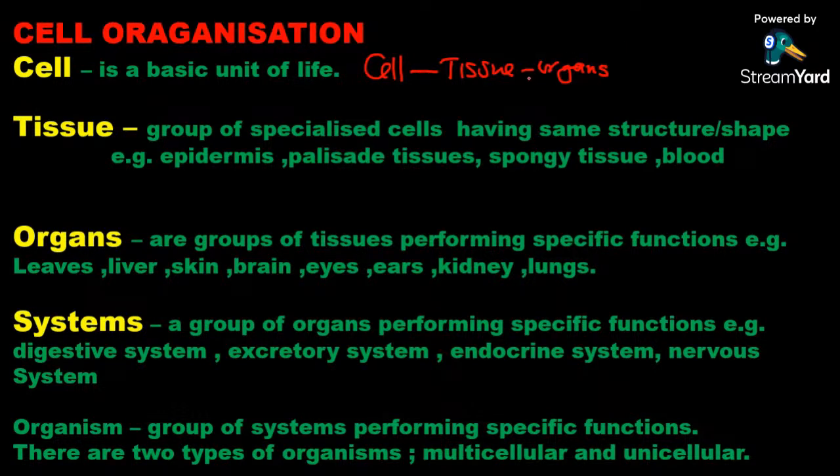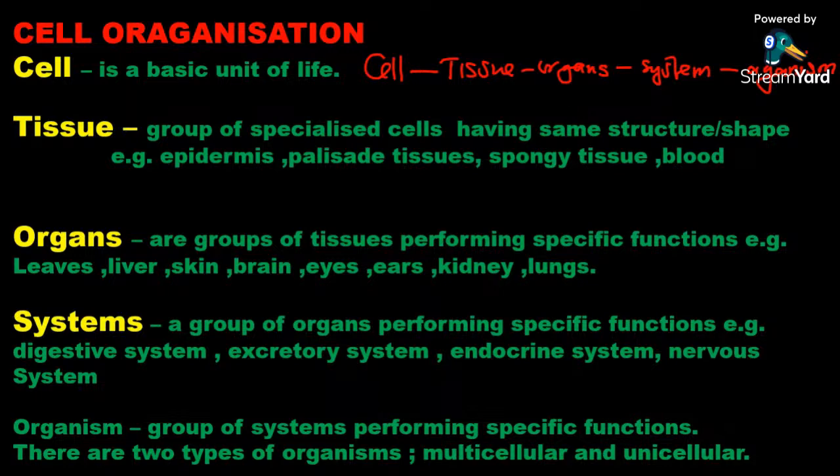So from cell, tissue, from tissue, organs, from organs it forms the system, from the system now, an organism. So that is the cell organization. That is how it is.